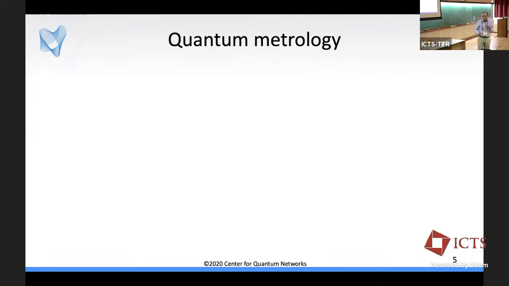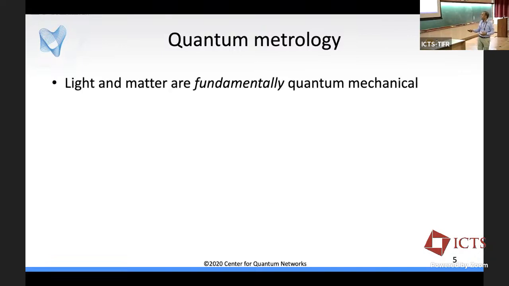So to me, this whole field of quantum enhanced or quantum inspired or quantum assistive sensing boils down to the fact that light and matter are fundamentally quantum mechanical objects. Even classical light that we are seeing around us has a quantum state description. It's a phase insensitive multimode Gaussian state. I mean, it's thermal light. It's a fancy way of saying thermal light.